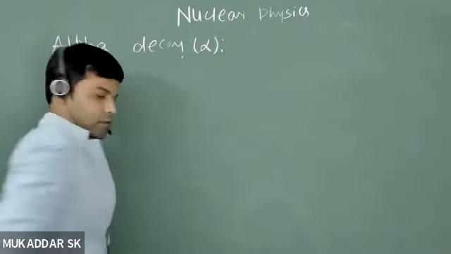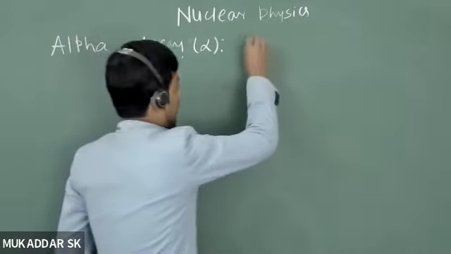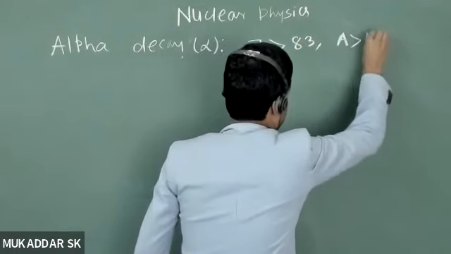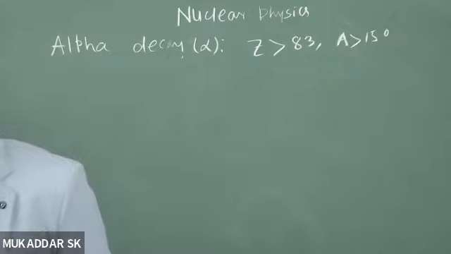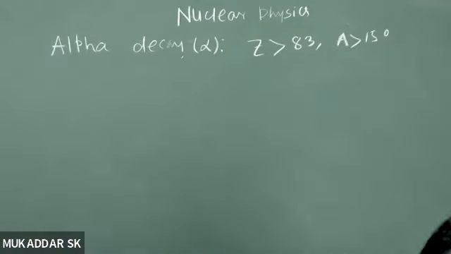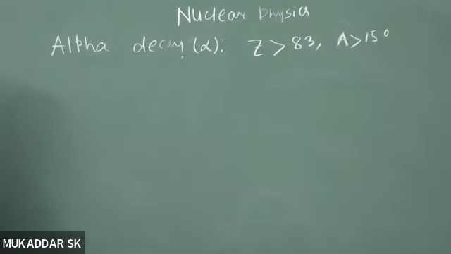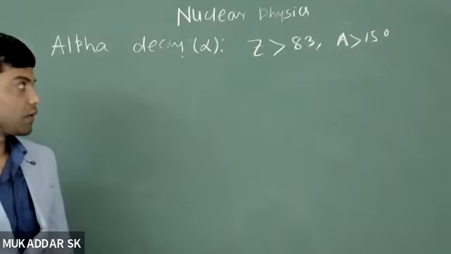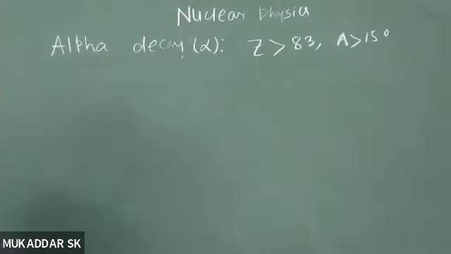This alpha decay is only observed for heavy nuclei having atomic number greater than 83 and mass number greater than 150. As you have seen in the binding energy per nucleon curve, there's a low binding energy per nucleon for heavy nuclei, especially greater than 120. They are basically unstable. They can undergo fission or they can undergo alpha decay to achieve that stability.